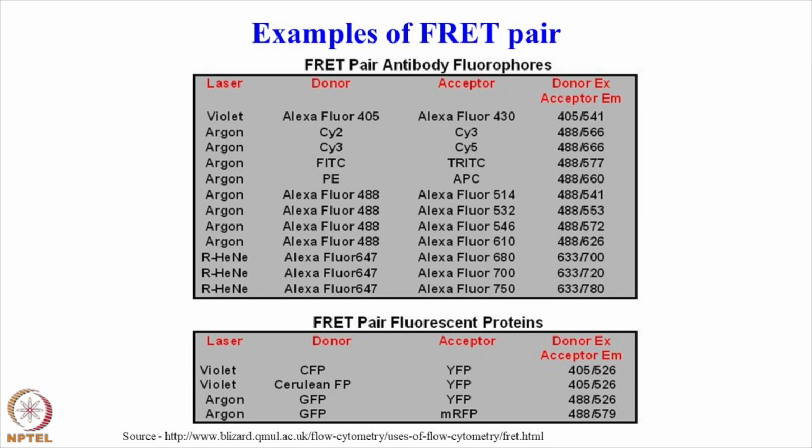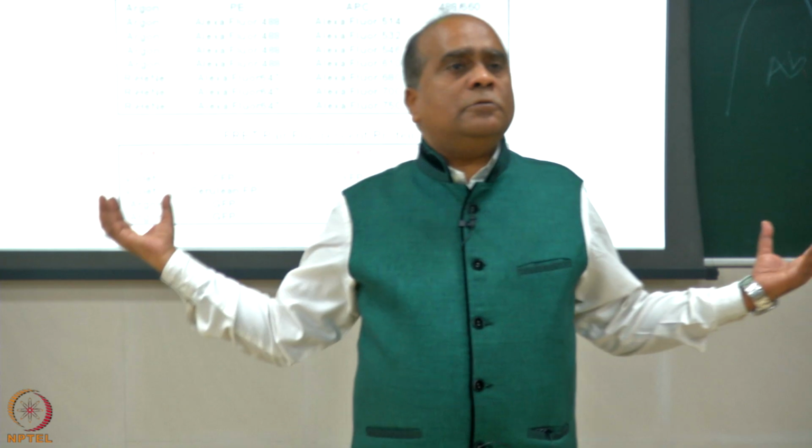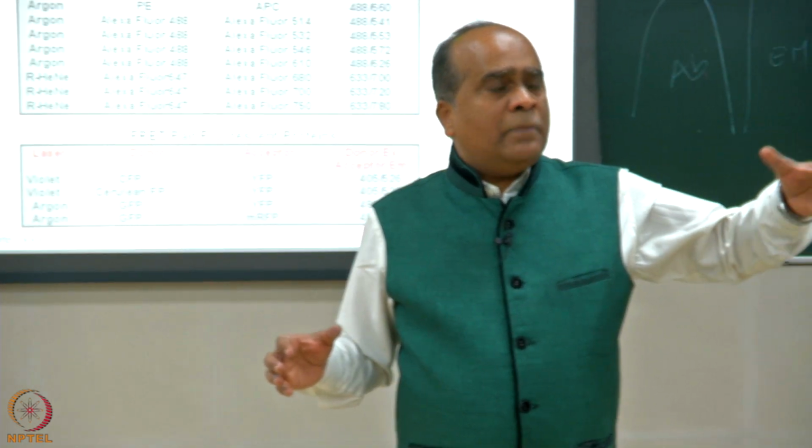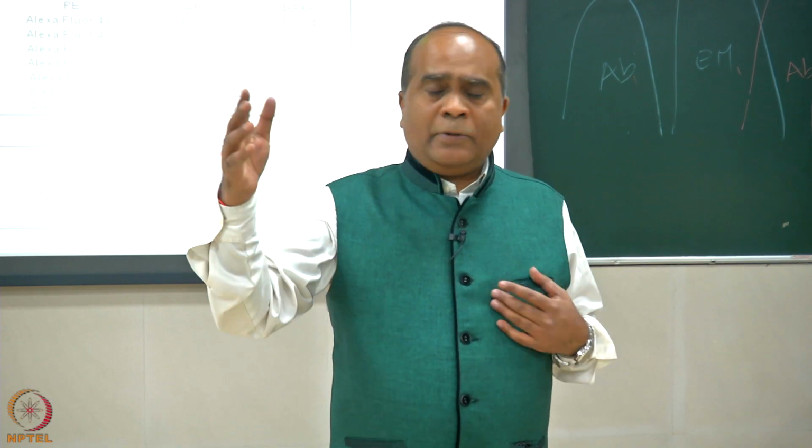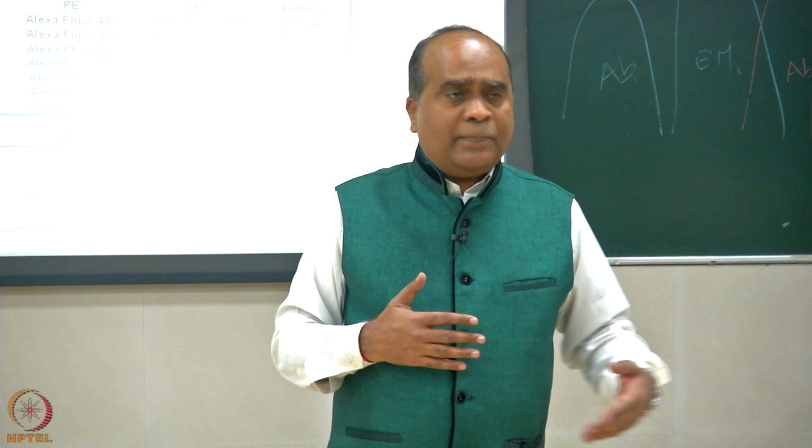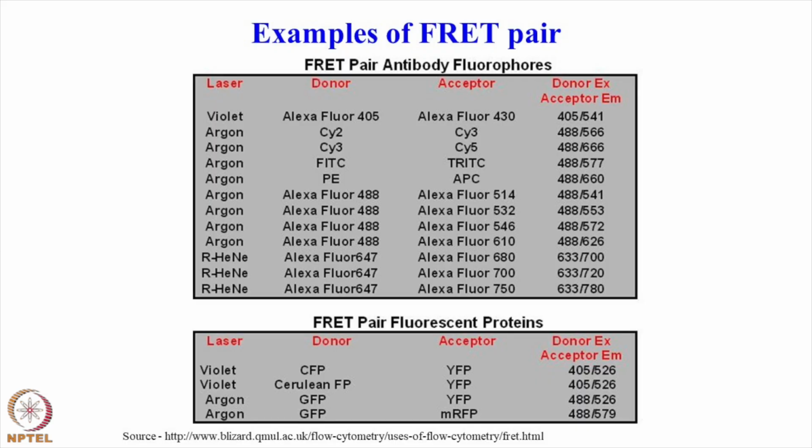Then FITC, TRITC 488, 577, APC 488, 660, then the Alexa series: Alexa 488, Alexa Fluor 514, 532 and all those. So these are typically donor acceptor pairs for small molecules. You can also have fluorescent proteins. If I want to measure the protein not in an isolated system but inside the cell, it will be difficult. So, as he said, put a reporter gene, the protein expressing GFP; you can have CFP with an acceptor pair as YFP, yellow fluorescent protein. You have cyan fluorescent protein, yellow fluorescent protein, GFP, YFP, GFP, mRFP, a red fluorescent protein. These are typical donor acceptor pairs that people have researched and found.